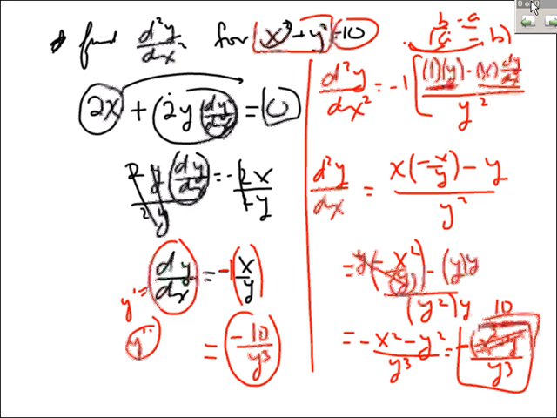Remember, every time you take the derivative of something, you have one of these derivative terms: dy/dx, dr/ds, dy/dy, dx/dx. Every time. If you don't take the derivative, you don't get one of those.